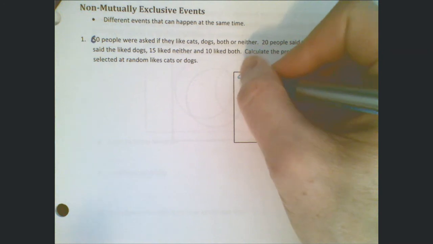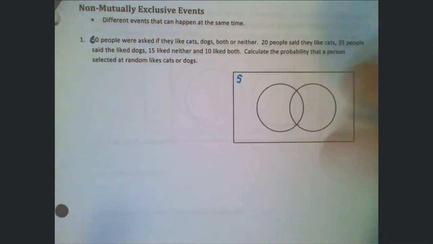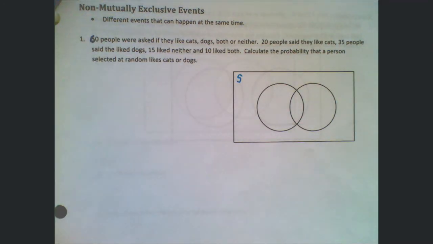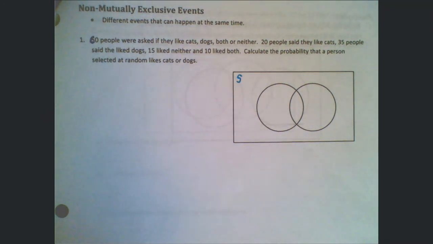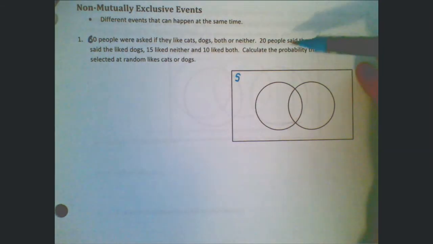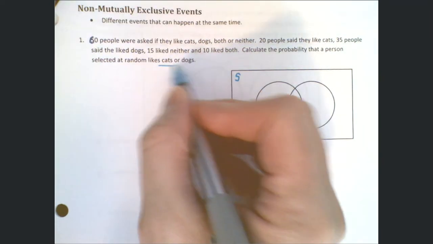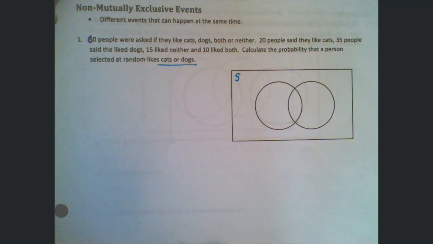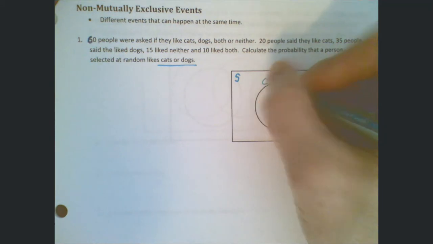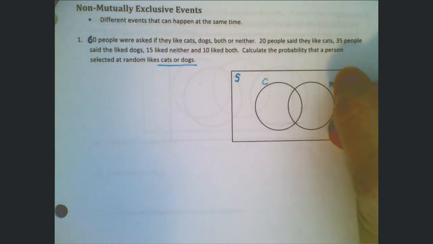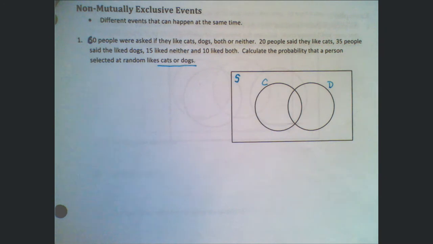So the universal set is the set of people that like animals. It says there were 60 people that were asked, and we basically are just trying to figure out, if we select them at random, what's the probability that they will like cats or dogs. So I'm going to make one of the sets C for cats and the other set D for dogs.